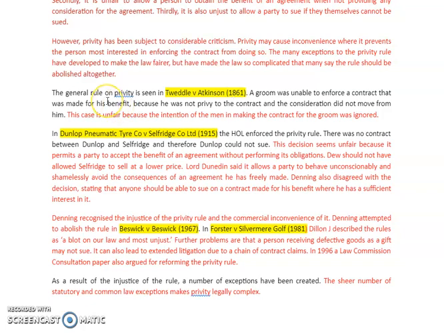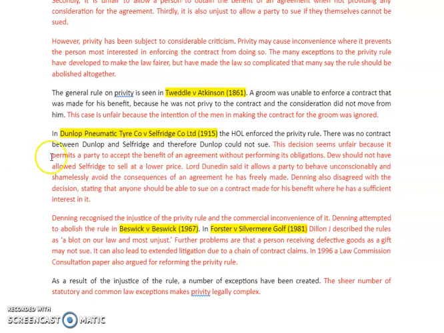Now, many people have criticised the case and said that the case is unfair because the clear intention of the men who had made the contract was that they were making it for the groom. It seems wrong that the court is effectively ignoring the intentions of the contracting parties.